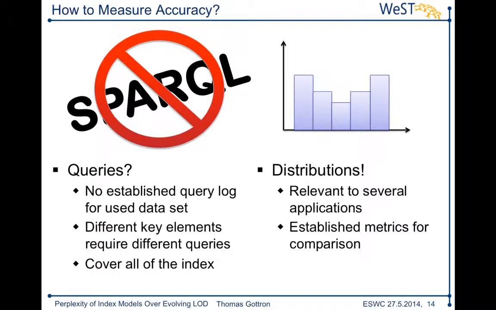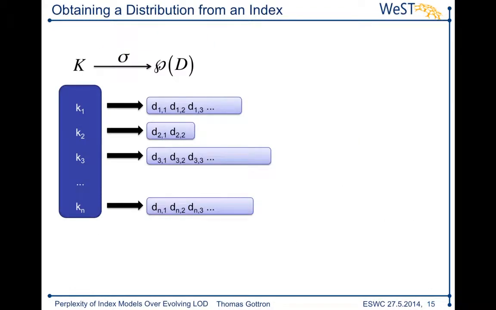There are two good reasons for that. First of all, the distributions are relevant to several applications. For example, in federating queries over linked data, you might be interested in the distributions over the data to estimate the size of intermediate result sets. Other applications making use of distributions are in the area of statistical schema inferencing or in computing the redundancy of schema information on the linked data cloud. And furthermore, you've got established metrics for comparing distributions. But first of all, let's take a look at how we can actually obtain a distribution from an index.